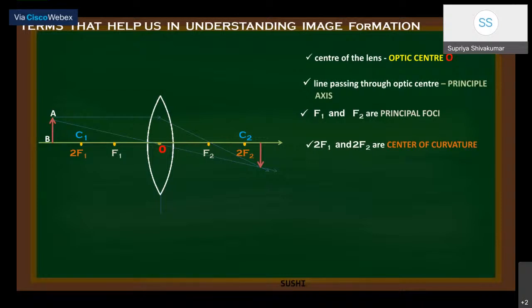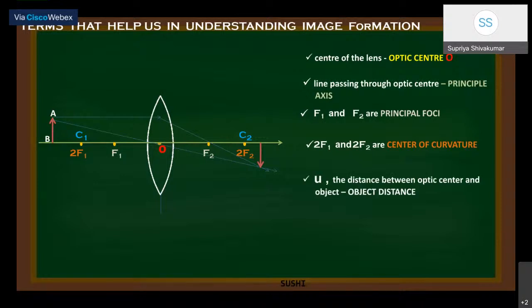So the distance and our radius of curvature are a point in the center of curvature, that is 2F1. C1 is at the center of curvature. The distance from optic center to 2F1 or 2F2 can be taken as radius of curvature. This is very important because you'll be getting questions on this particular topic also.